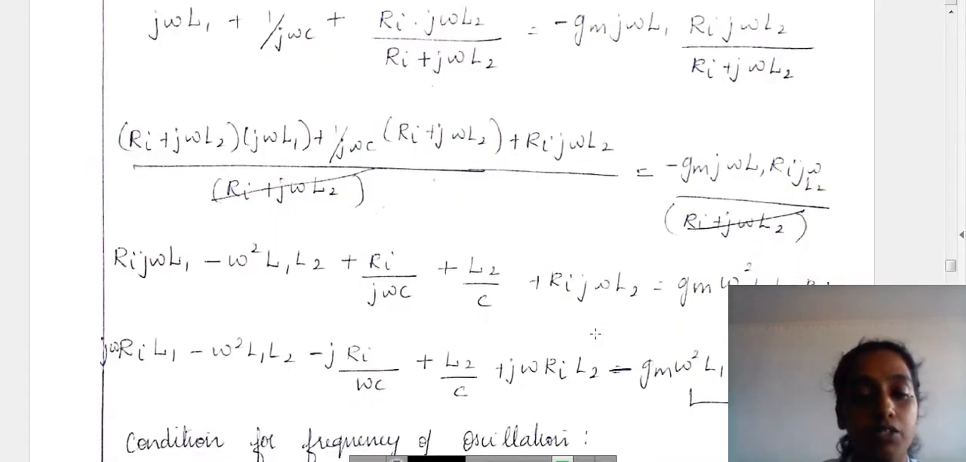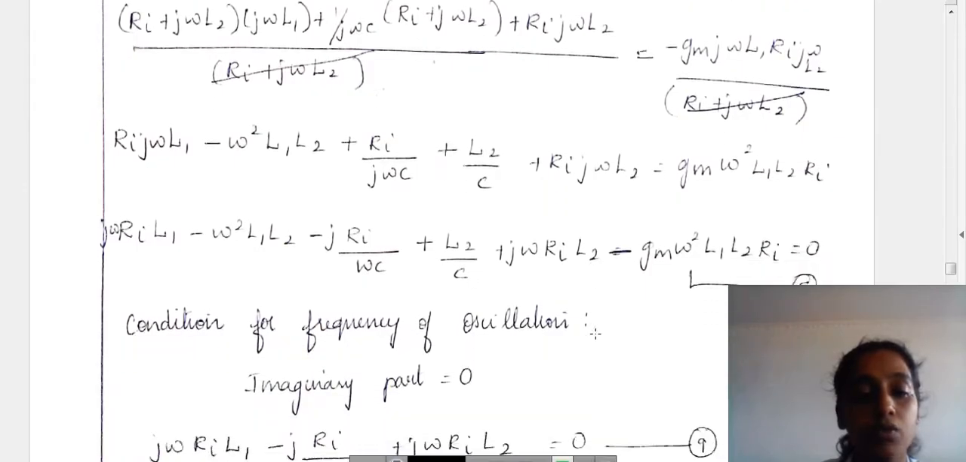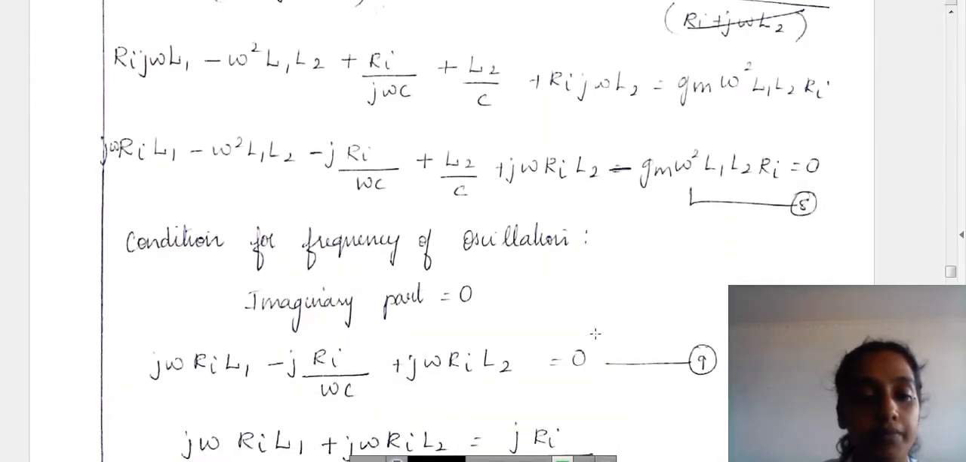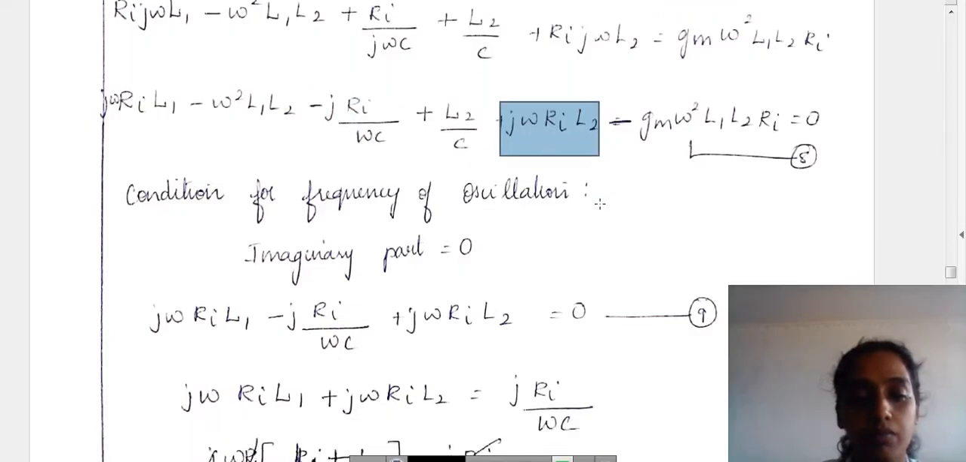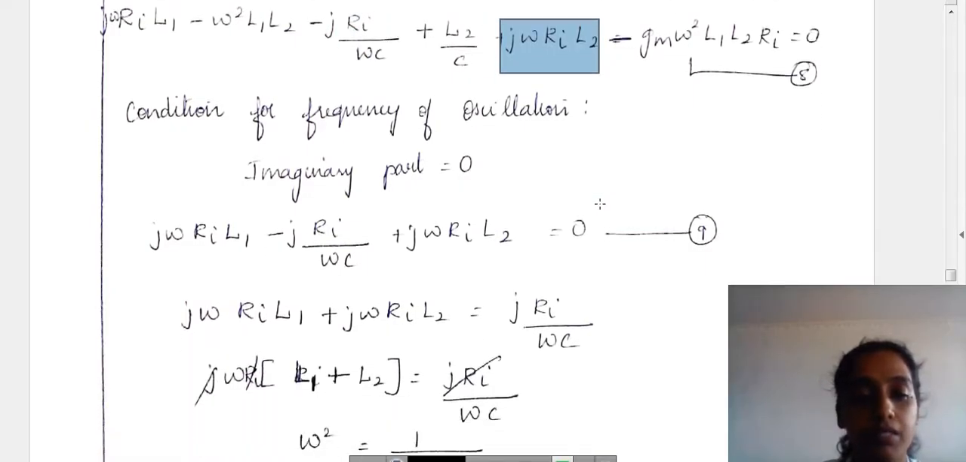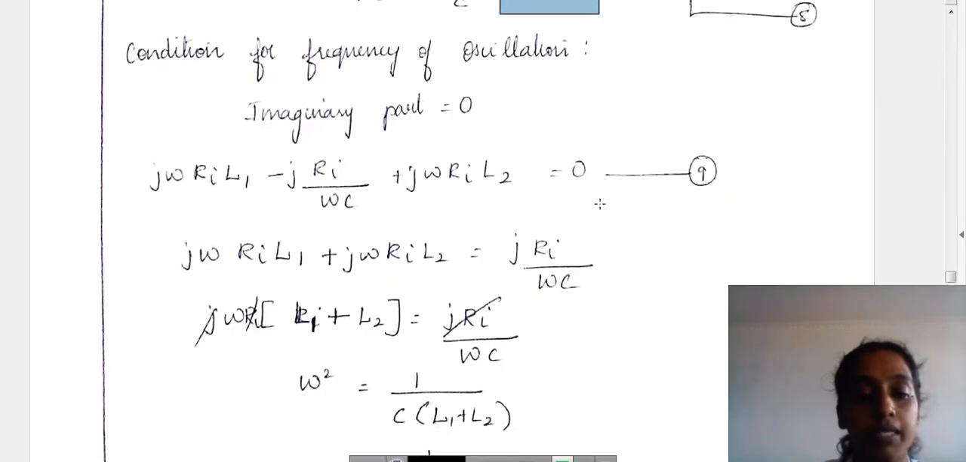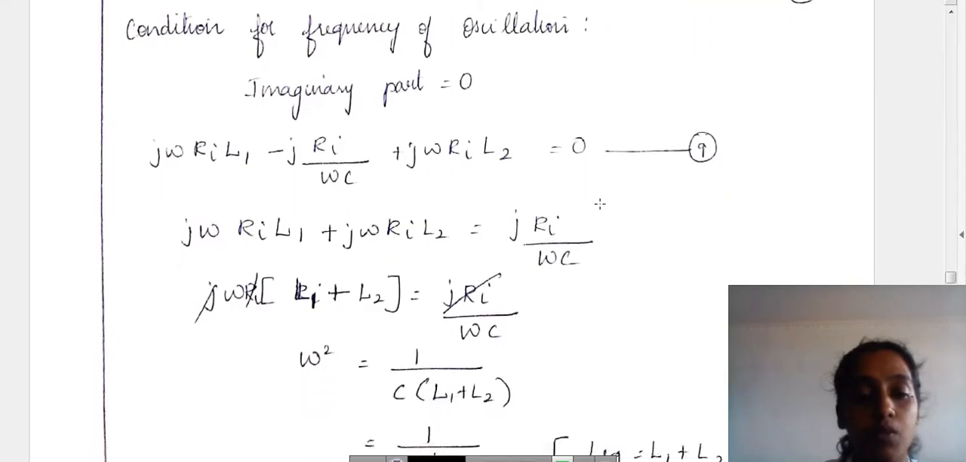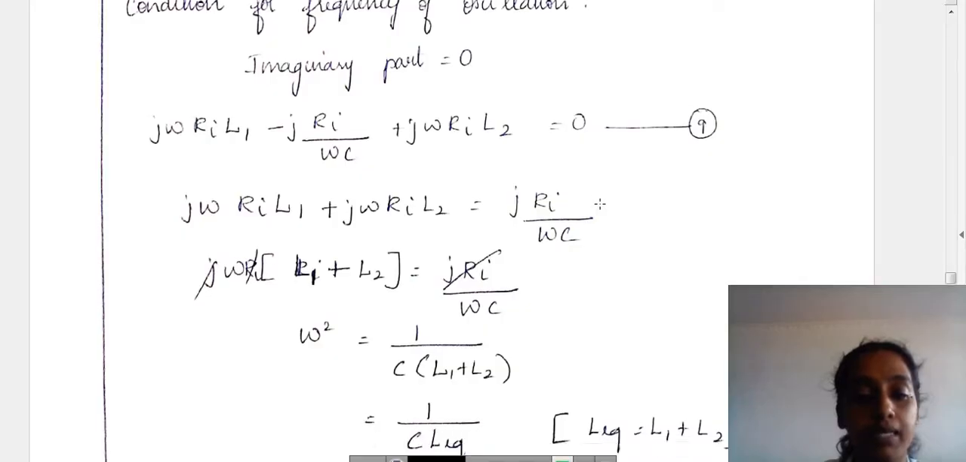To find the condition of oscillation, consider only the imaginary part. So first write down the imaginary terms: j omega RiL1 minus j Ri by omega C plus j omega RiL2 equal to 0. Cancelling j terms, take Ri common, and on the left side take j omega Ri common. Ri gets cancelled, and we get omega square equals 1 by C into L1 plus L2.